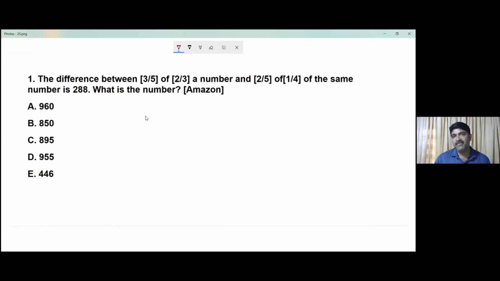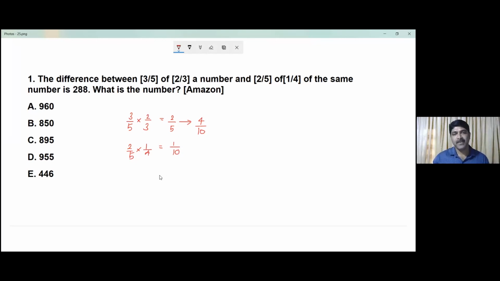The difference between 3/5 of 2/3 of a number. So you just simply consider 3/5 and 2/3. 3/5 of 2/3 is simply 2/5. And the next one, 2/5 of 1/4 of a number, is simply 1/10. Yeah, Ashish, correct. I am keeping this denominator equal to 10 for doing the operation easily. So we multiply the numerator and denominator of this fraction by 2, and we will get 4/10. Anyway, we know that 4/10 is greater than 1/10.